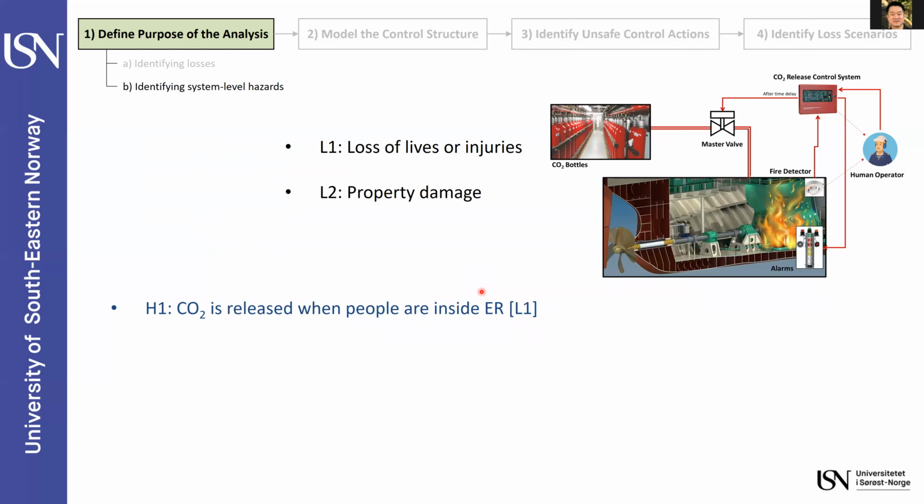And there is another hazard. Hazard number two is that CO2 is not released when a fire occurs in engine room. In this case, we cannot extinguish the fire. So it means that we cannot control the fire. So the people on board can die or the vessel can have serious damage. So this hazard number two is connected to loss number one and loss number two.